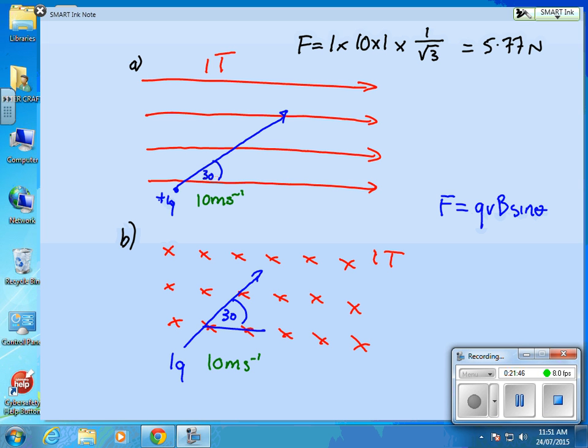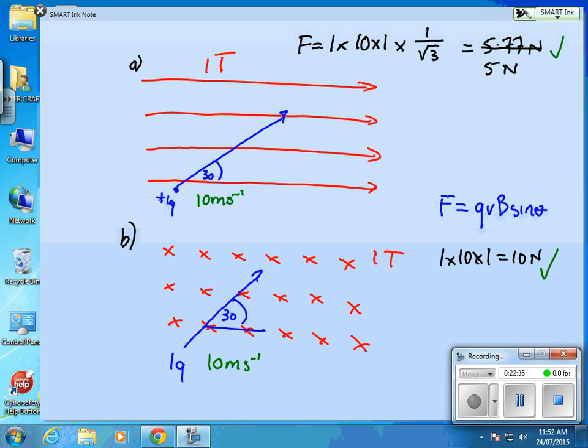You've got 1 times 10 times 1, so it's 10. Let's see what you got for the answers. Very well done. Instead of doing what Jack did, the 1 over root 3, you just do sine 30. It's a half. Moving on, let's see why this answer is correct and what's different.